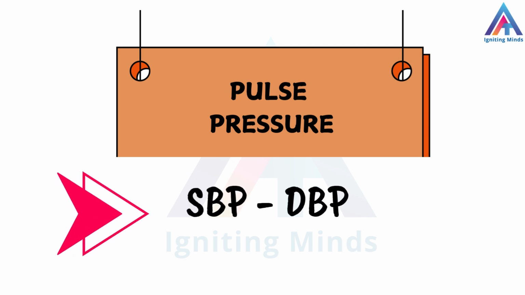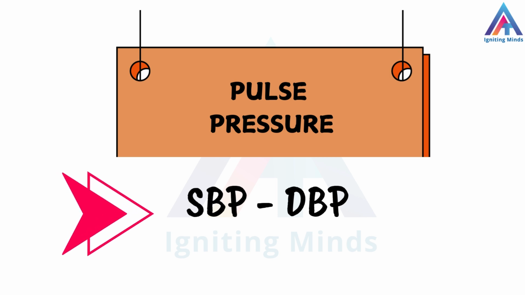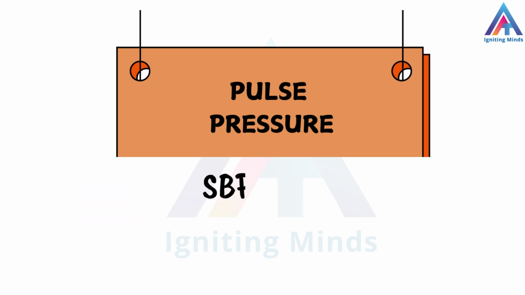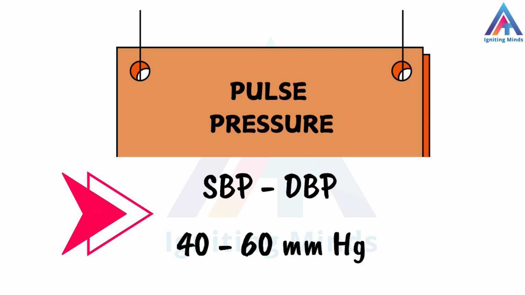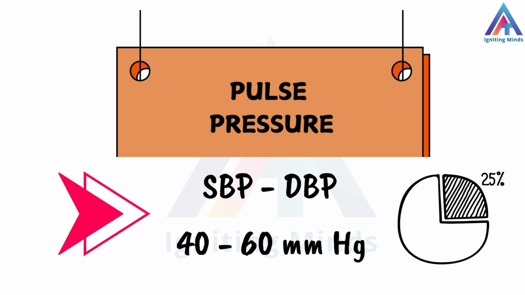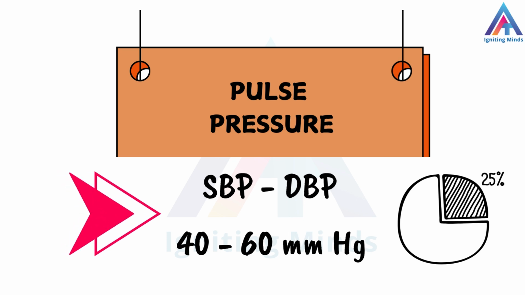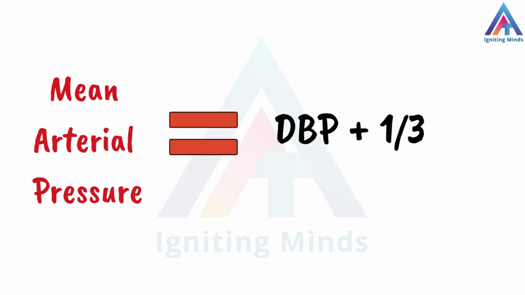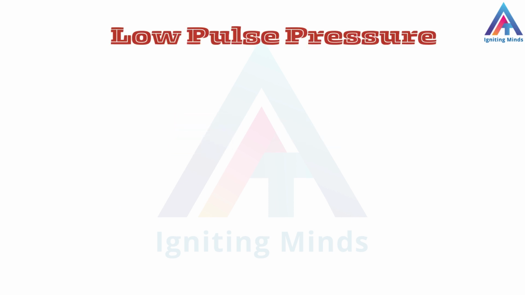Pulse pressure is the difference between systolic and diastolic BP and is a measure of the force the heart generates when it contracts. A normal pulse pressure is between 40 and 60 millimeters of mercury. Generally, a pulse pressure should be at least 25% of the systolic pressure. Alternatively, mean arterial pressure can also be measured as diastolic BP plus 1/3 of pulse pressure.